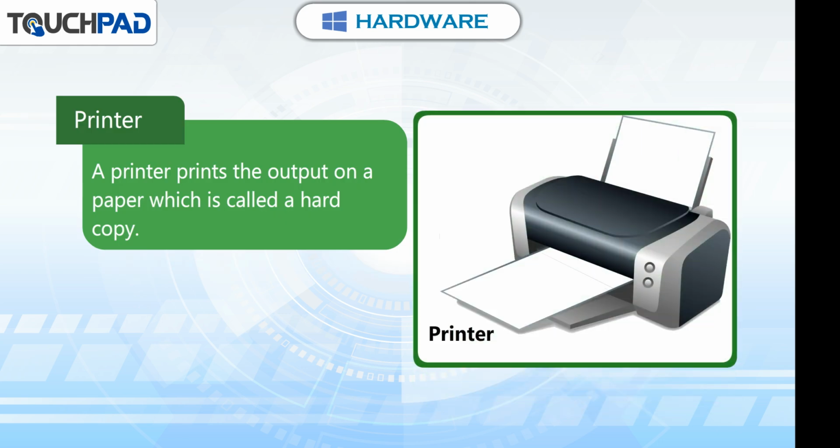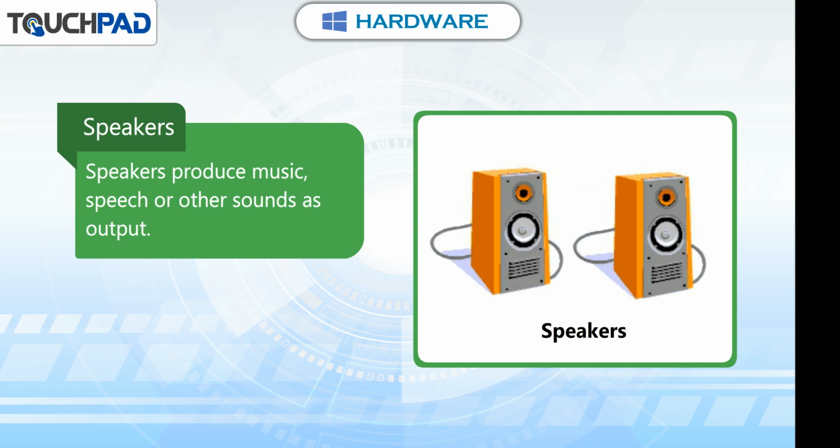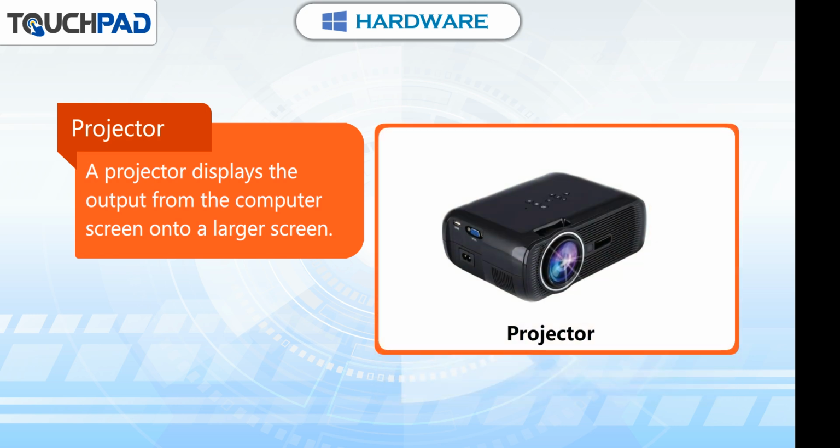Printer. A printer prints the output on a paper which is called a hard copy. Speakers. Speakers produce music, speech, or other sounds as output. Projector. A projector displays the output from the computer screen onto a larger screen.